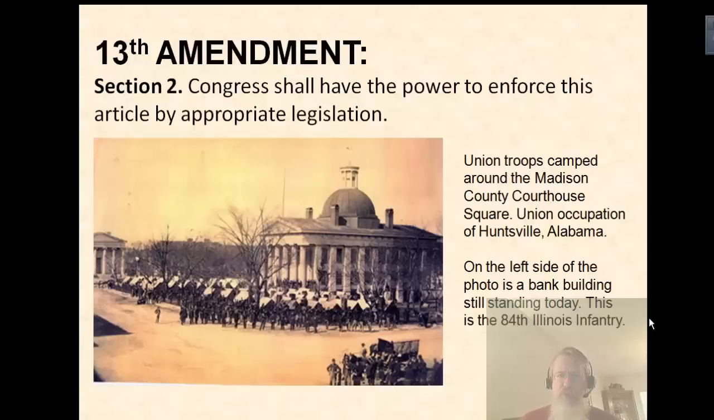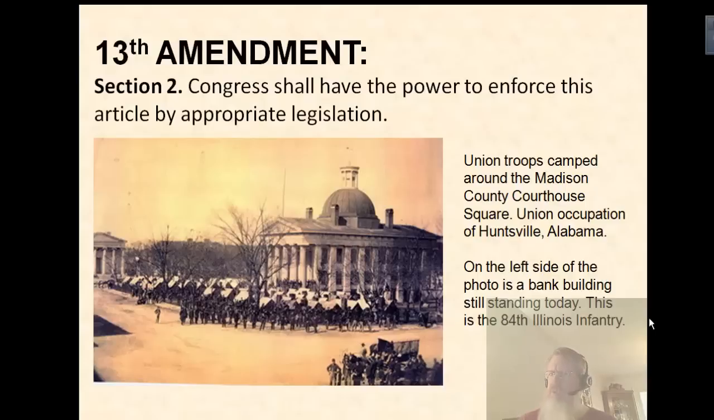Now the second section of the 13th Amendment says that Congress shall have the power to enforce this law by appropriate legislation, as in laws that they need to make sure people pay attention to this no more slavery. So what you see here is an example of that. You see the tents and the troops of a Union infantry regiment from the state of Illinois, the 84th Illinois Infantry, camped around the Madison County Courthouse in Huntsville, Alabama.